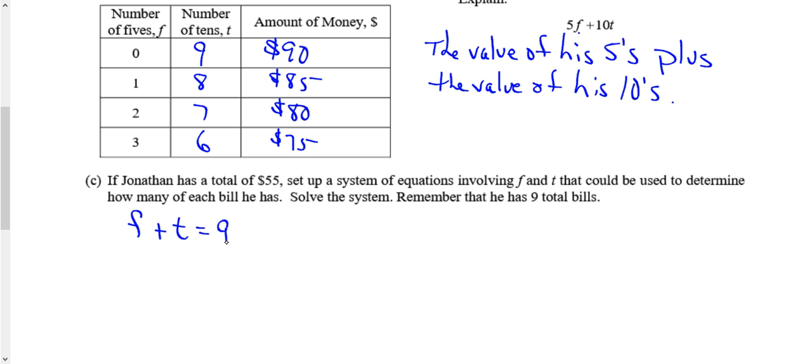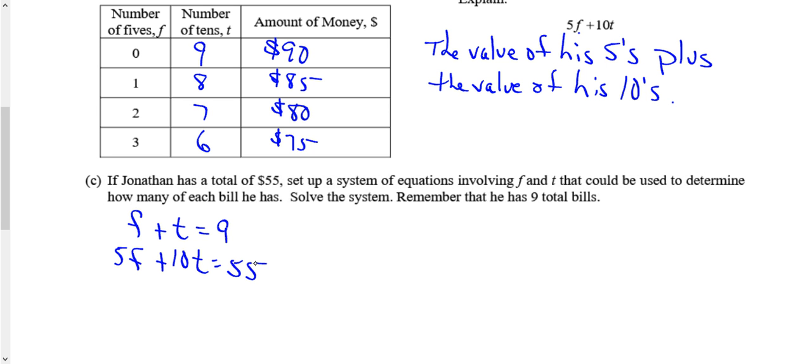Okay, so now give me an equation for the value of his fives and tens. And they kind of have most of it up there in part B already. 5F plus 10T equals 55. So they tell us he has $55. So 5 times the number of fives and 10 times the number of tens, that's to equal $55. And they said to solve this, let's use linear combination or elimination.